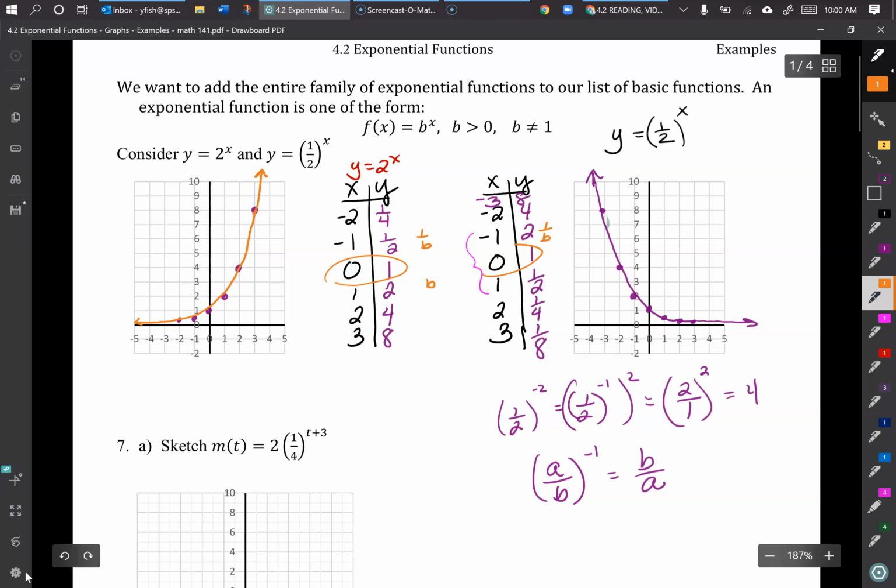I still have 0, 1, which will always appear unless you have a shift. And then you also have b itself when your x value is 1. So hopefully those things help you to do quick sketches when you see these functions.